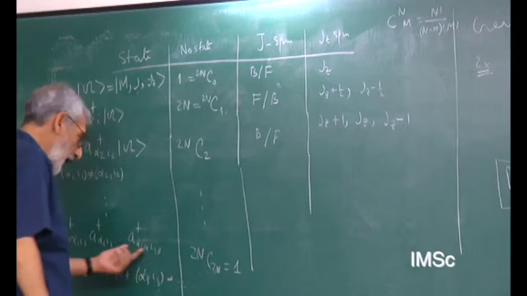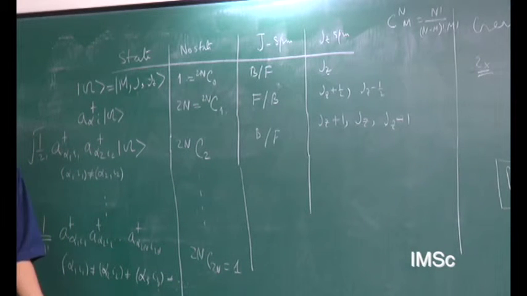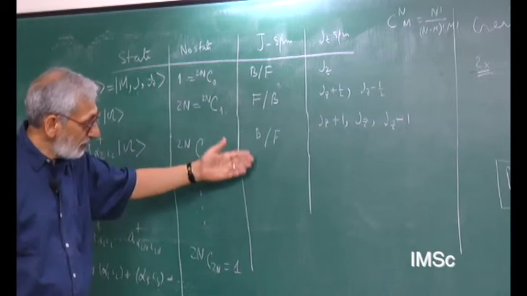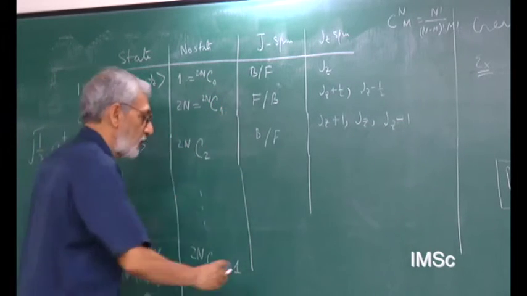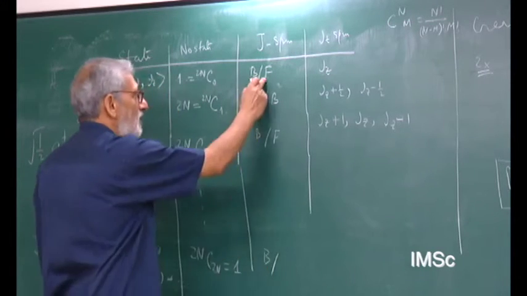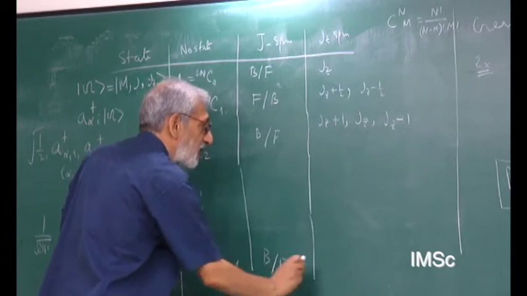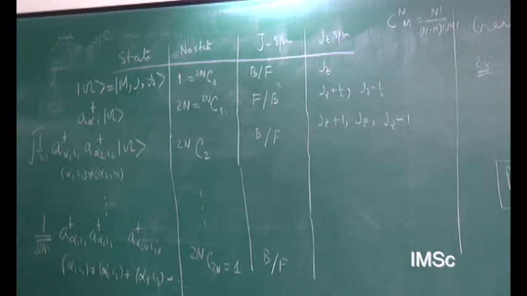And since this is 2n number of oscillators, that is an even number of oscillators. So this is an even number of states. If it was a boson, it will be a boson here. If the starting state was a fermion, it will be a fermion here. Clear?